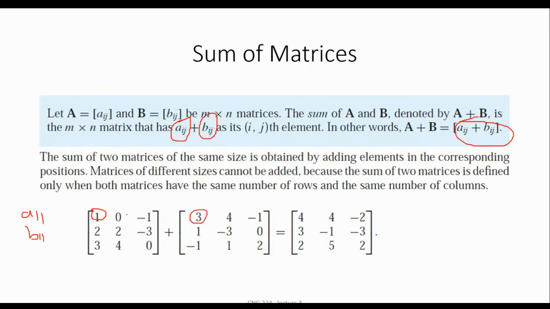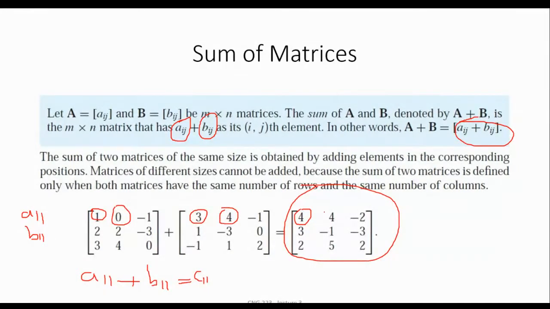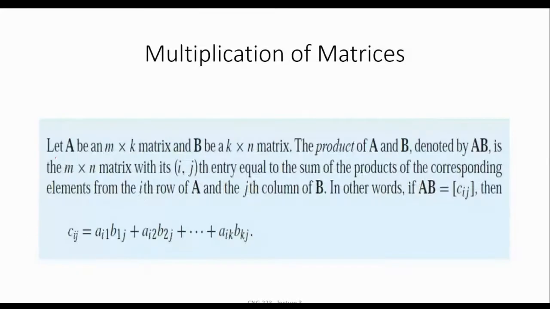So in order to find, for example, this summation, C11, if the name of the matrix here is C, then for C11, I should consider A11 and B11, and you should do it for the rest of the elements. For example, for this one, 0 plus 4 is 4. It's pretty easy, right? So for summation, you should be careful that you add exactly the same position of elements together in order to construct the summation of matrices.